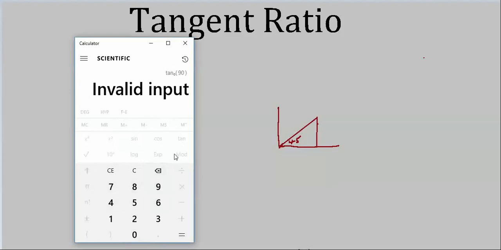Ooh, yeah, can't do that. Why would it be invalid? That's one way to put it. Well, rise over the run. If you're at 90 degrees, you're straight up. Remember, we don't have a slope for straight up and down lines.